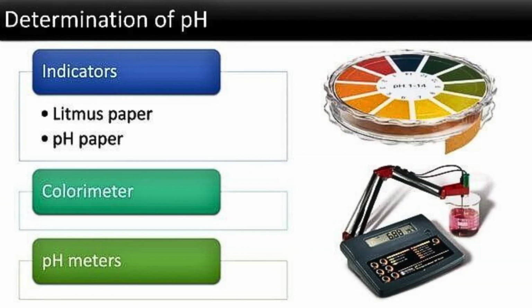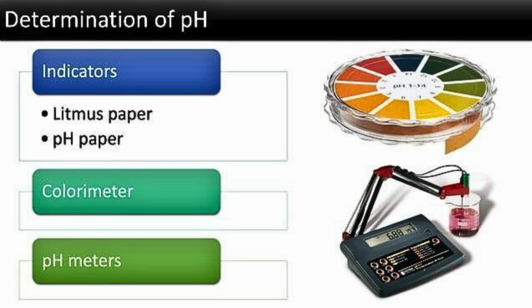Now let's move on to how we actually determine pH. There are a couple of common methods. We can use simple indicators like litmus paper or more versatile pH paper that changes color. For more precise and accurate measurements, we use instruments like colorimeters or, most commonly, pH meters.